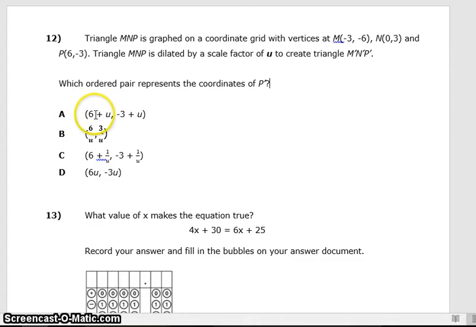Is it A, 6 plus U, comma, -3 plus U? B, 6 over U, comma, 3 divided by U? C, 6 plus 1 divided by U, comma, -3 plus 1 divided by U? Or D, 6U, comma, -3U? Remember your rules on how you know the algebraic expression.